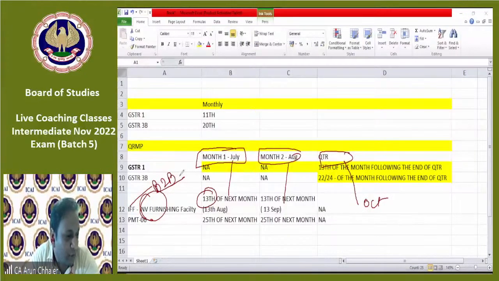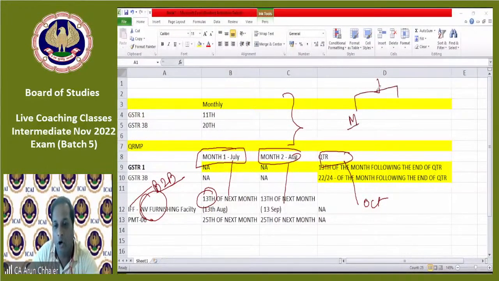Karthik asks, are 1 and 3B required to be filed simultaneously, or is it possible that one is filed monthly and 3B quarterly? No, not possible. Earlier it was possible. Now it is not possible. Either one taxpayer will opt monthly or one taxpayer will opt quarterly.